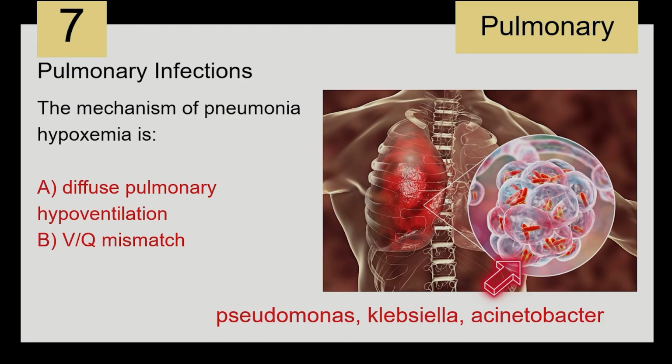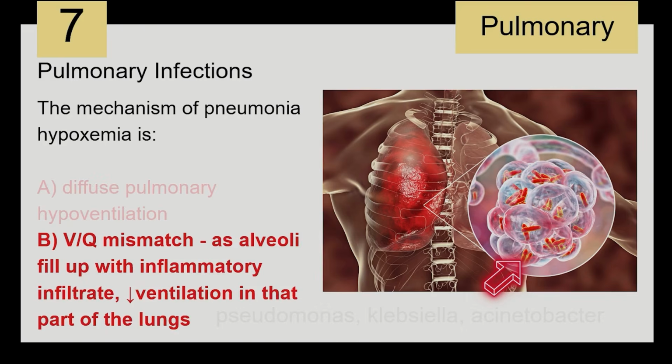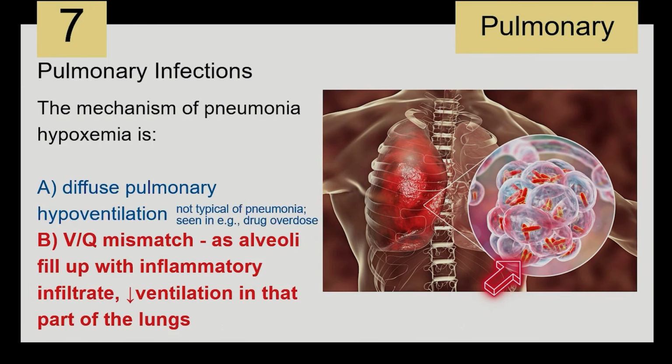What's the mechanism of pneumonia hypoxia? It's a VQ mismatch. And that's because as the alveoli fill up with inflammatory infiltrate, there's decreased ventilation in that part of the lungs, causing a VQ mismatch. Diffuse pulmonary hypoventilation is not typical of pneumonia. That's seen in something like a drug overdose, where it affects all of the lungs.